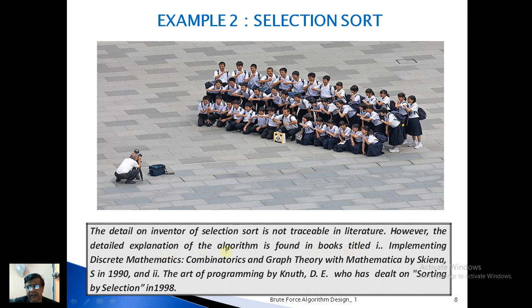However, the detailed explanation of the algorithm is found in books titled Implementing Discrete Mathematics, Combinatorics and Graph Theory with Mathematica by Skiena S. in 1990, and The Art of Computer Programming by Knuth D., who is a prolific writer, who has dealt with sorting by selection, in 1998. This is a relatively recent algorithm when compared with the bubble sort algorithm, if we go by the time during which this selection sort technique came to the fore.